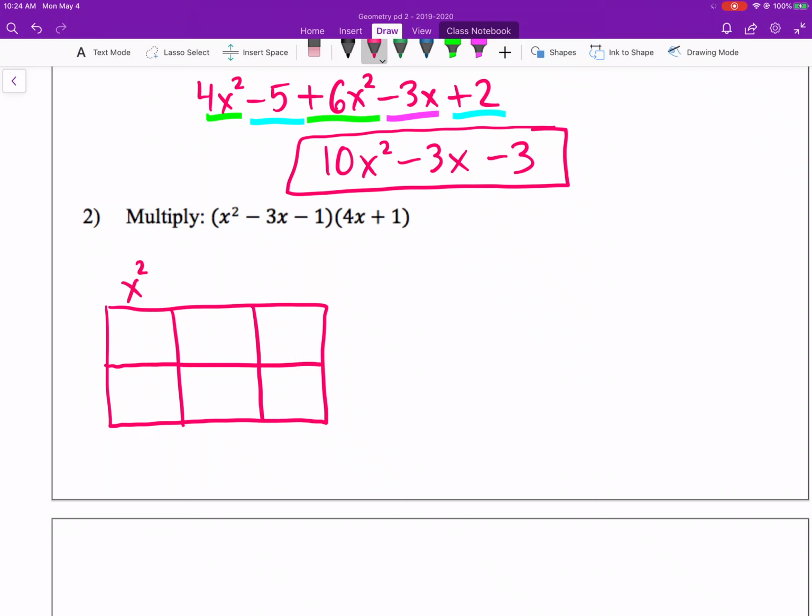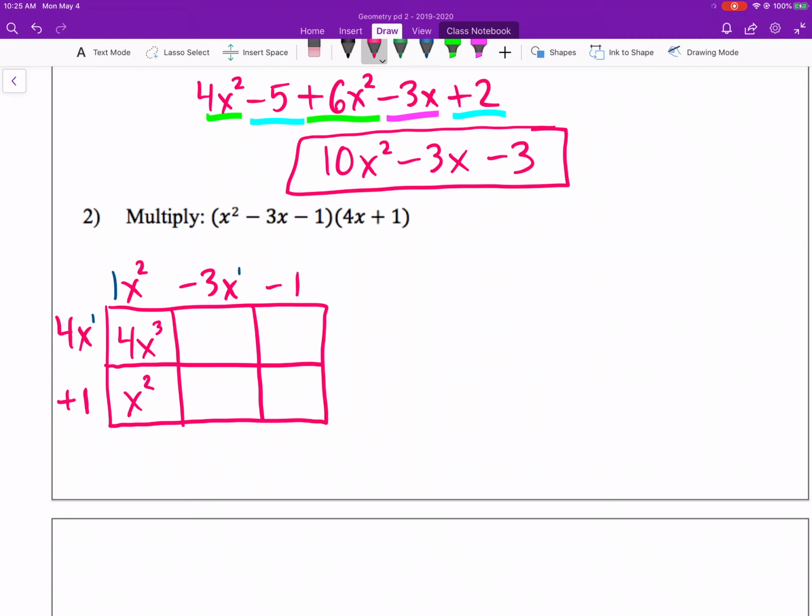We have x squared minus 3x minus 1 and 4x plus 1. So 4x times x squared is 4x to the third power. I'd like to show you about these invisible ones, right? The coefficient there is 1, so 1 times 4 is 4. And the exponent here is also 1. But at the end of the day, where's that x to the third come from? It's because you're adding the exponents. 2 plus 1 is 3.